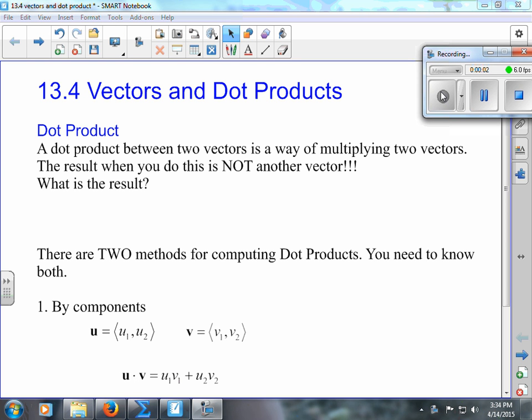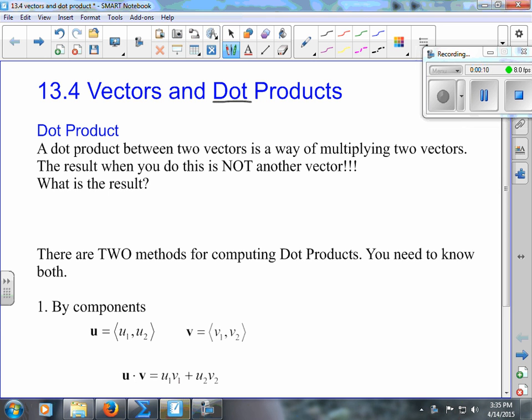Okay, so we are in section 13.4. We're going to be working still with vectors, and we're learning a new operation today called the dot product. We use the word product because it is like a multiplication between two vectors. And we are going to learn two different types of multiplication between two vectors.